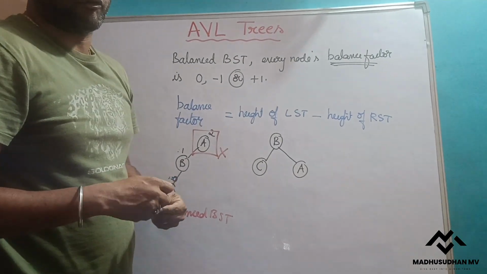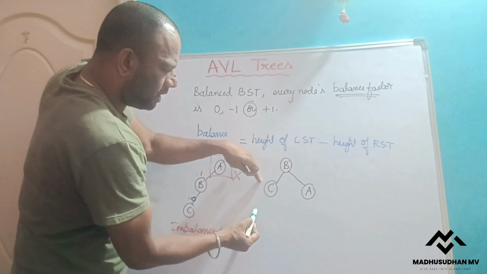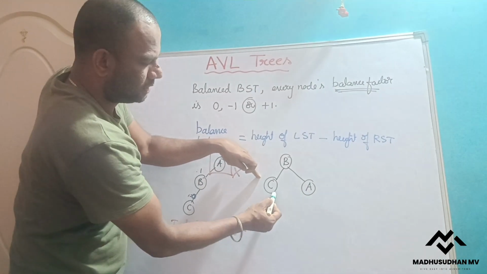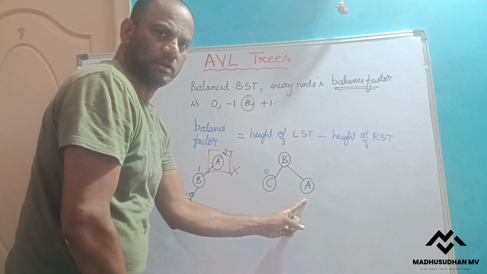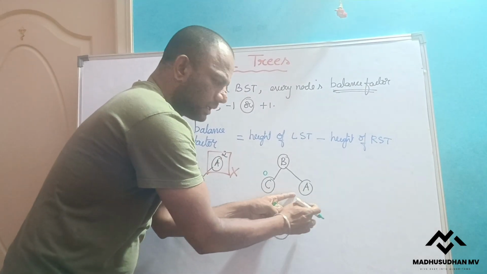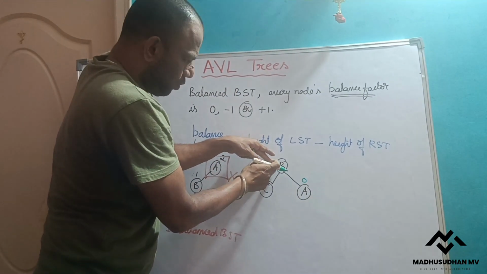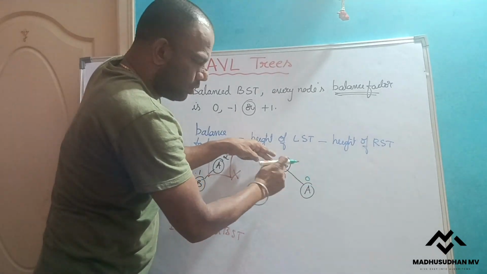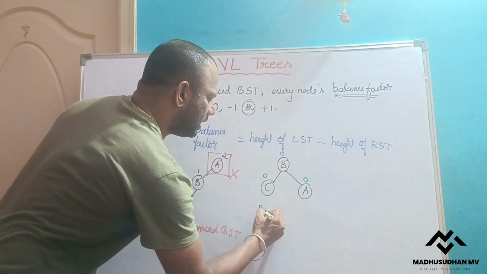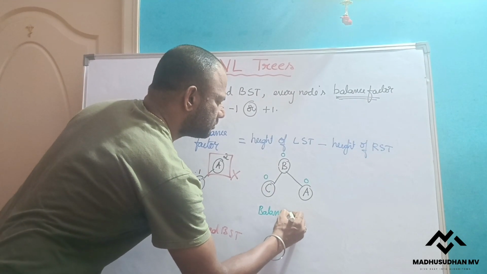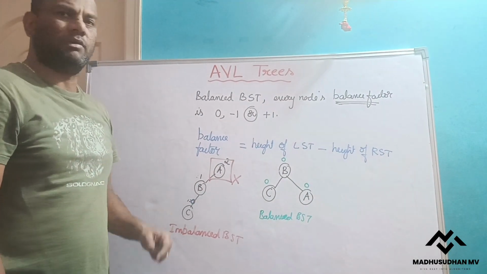Again, first we need to find the balance factor. Let us take the balance factor of this node. How many nodes are in the left subtree? 0. So 0 minus 0, 0. Again for this one, no nodes in the left subtree, no nodes in the right subtree. So 0 minus 0, 0. It is having 1 edge here, 1 edge here, 1 minus 1, again 0. So this is my balanced binary search tree. Hence this is my AVL tree. The previous one is not an AVL tree.